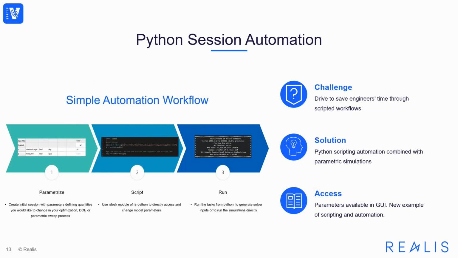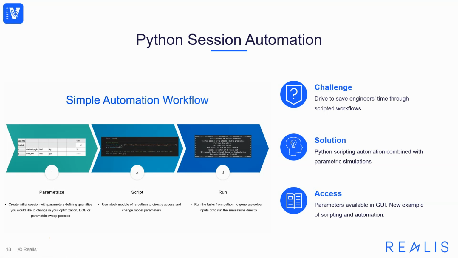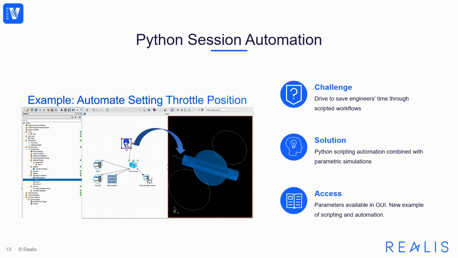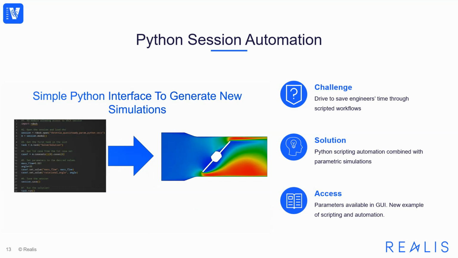The workflow automation follows this sequence. First, parameters are defined in the session to cover the areas of interest. Then, a simple Python driver can be created to modify these parameters, which are then solved with simulations executed. The example shown here illustrates a throttle where we parameterize the angle of the throttle and the mass flow rate and use the new rotation moving boundary option to generate the simulations at different throttle positions from a scripted workflow.